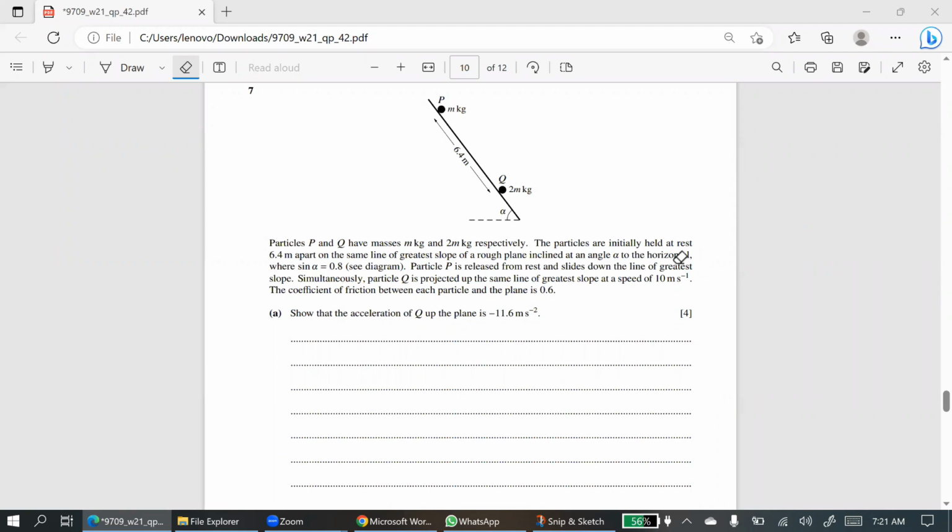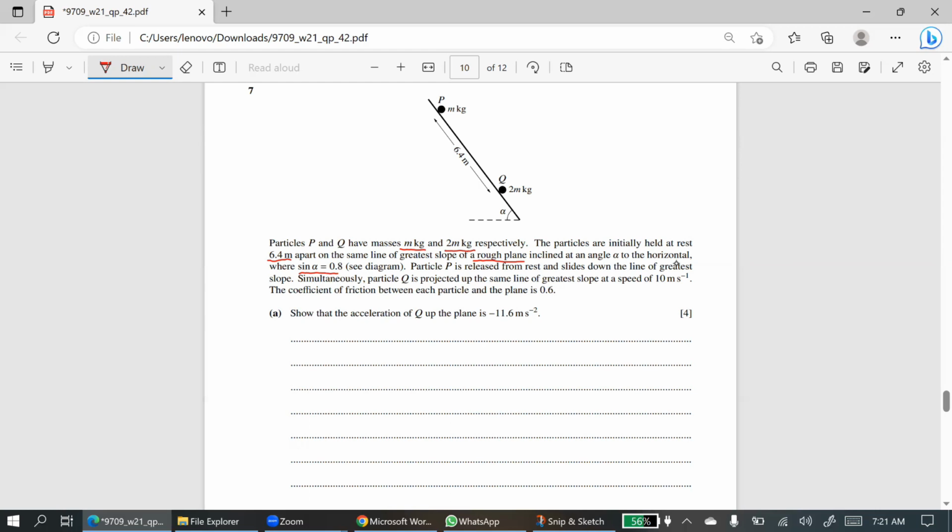November 21, version 4.2. The particles P and Q have masses m kg and 2m kg. The particles are initially held at rest 6.4 meters apart on the same line of greatest slope of a rough plane. The plane is rough and inclined at an angle alpha, where sine alpha is equal to 0.8.